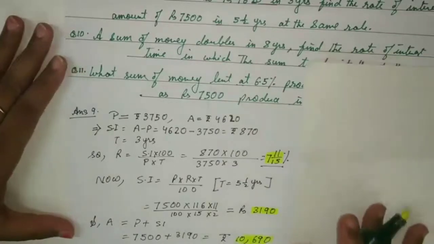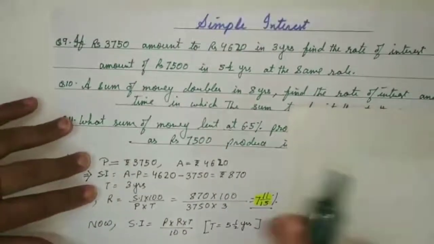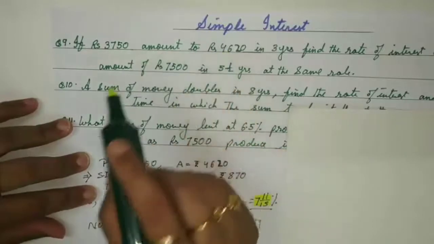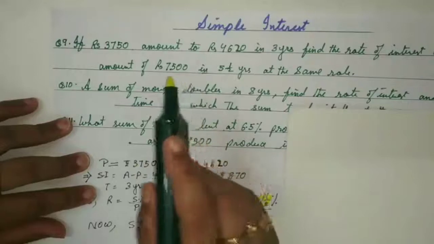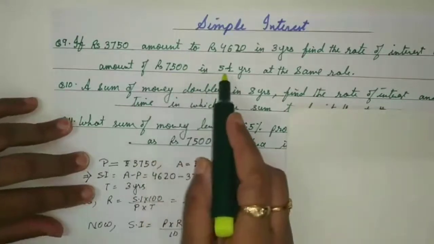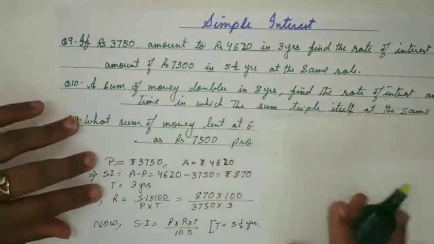10,690. So what have we done basically in this question is, from the first part of the question where amount and principal is given, we subtracted and found out the SI. We got the time. We got the rate of interest. For the second part, a different principal, a different time is given. We found out the amount. Okay. So next question.